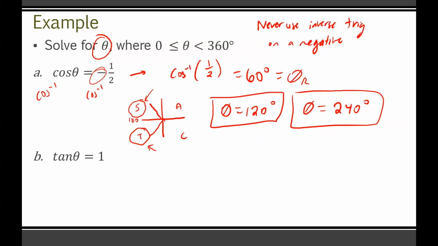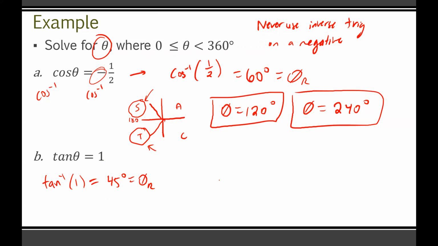Anyway, tan theta equals 1. Just like before, let's take inverse tan of this. The nice news here is because that's a positive number, we don't have to worry about changing it to a positive or anything. So inverse tan of 1. I think I know what the answer is to this one too, but I always double check just in case my mind is betraying me here. If you take inverse tan of 1, you get 45 degrees. That is going to be our reference angle.